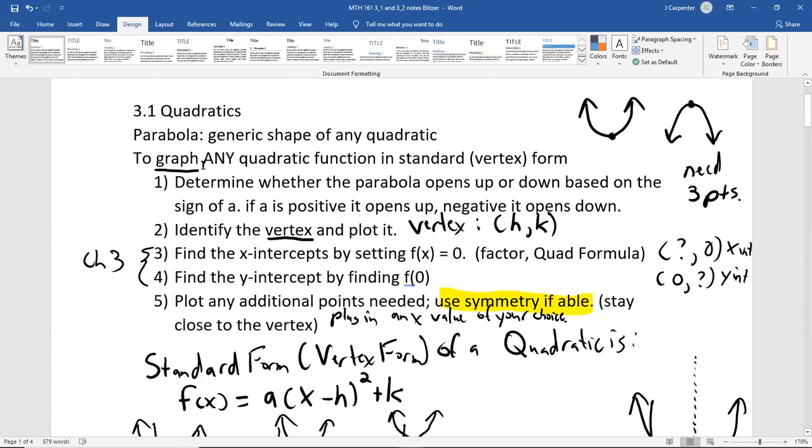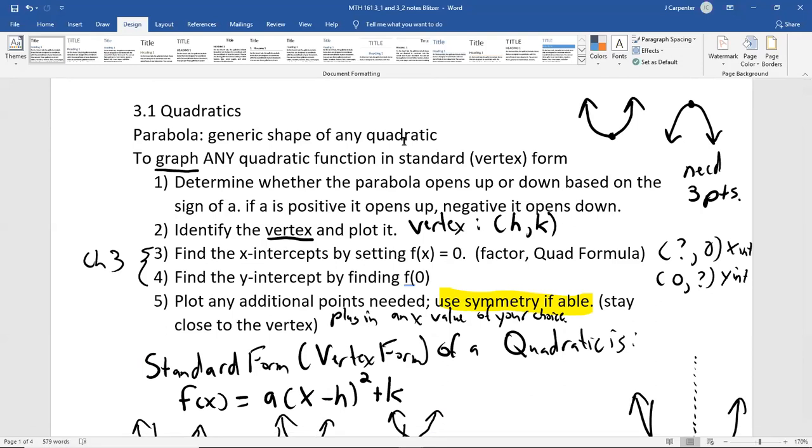So again, this 5-step process. The A tells you whether it opens up or down, based on it being positive or negative. Then you find the vertex based on the form. Find your X-intercepts by setting the whole thing equal to 0. Find the Y-intercept by plugging x equals 0 in. Then additional points if needed. Symmetry is great to use for those if you do need extra points.